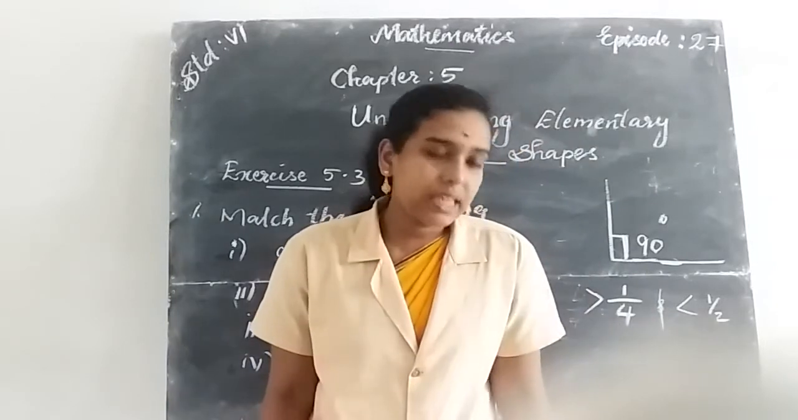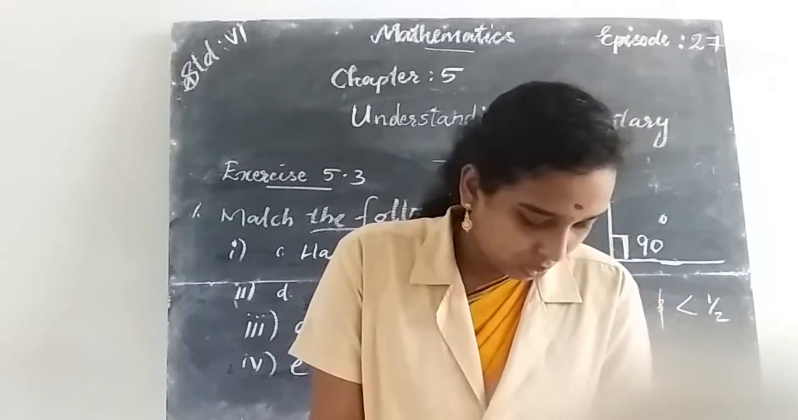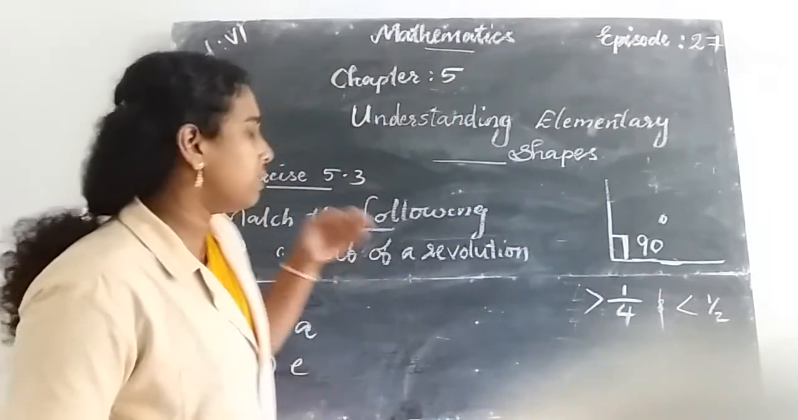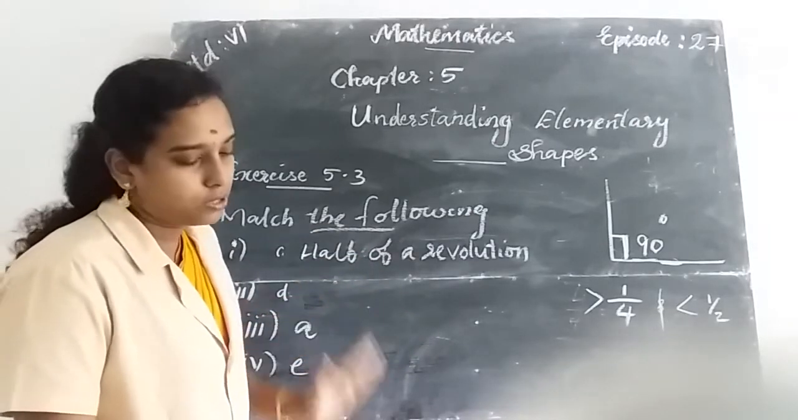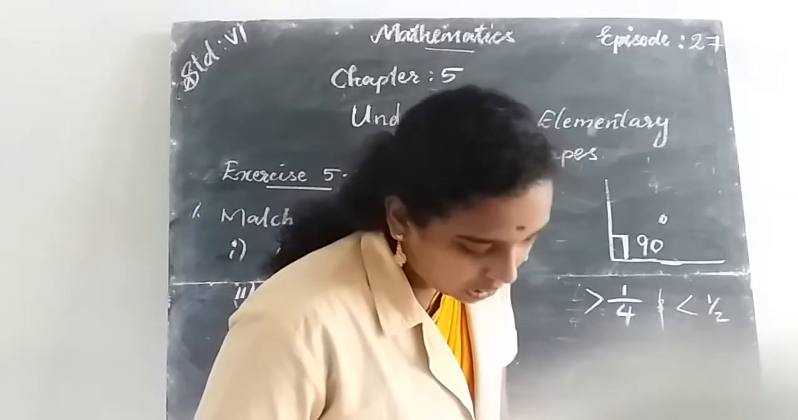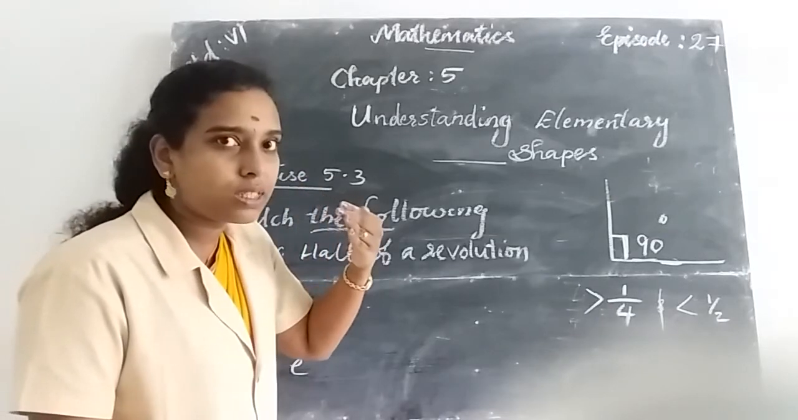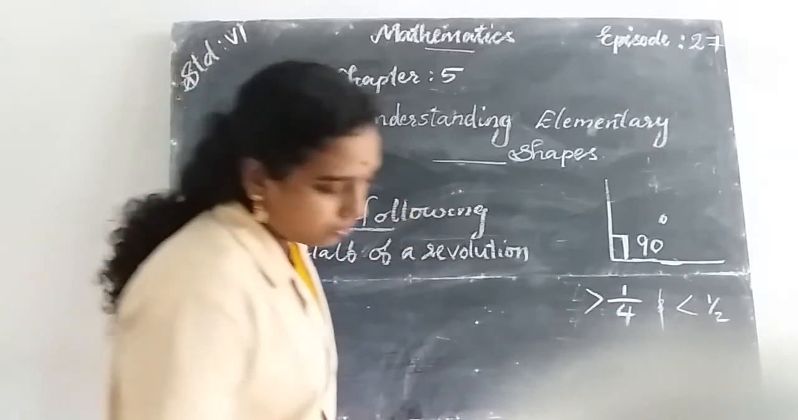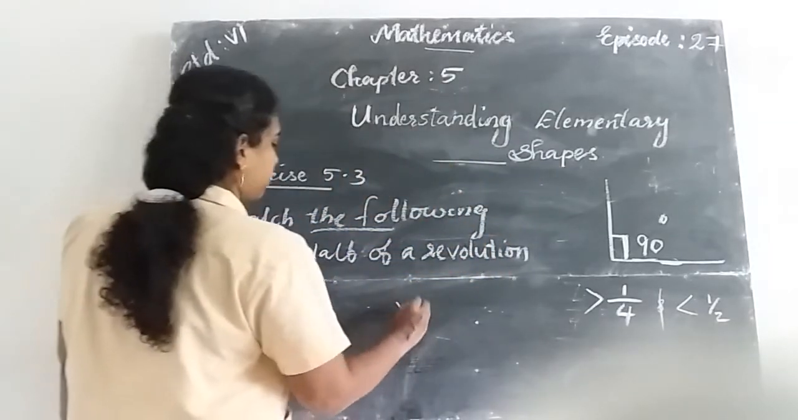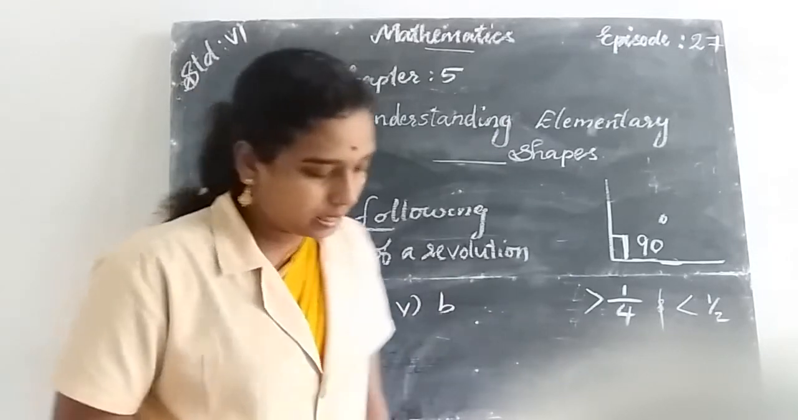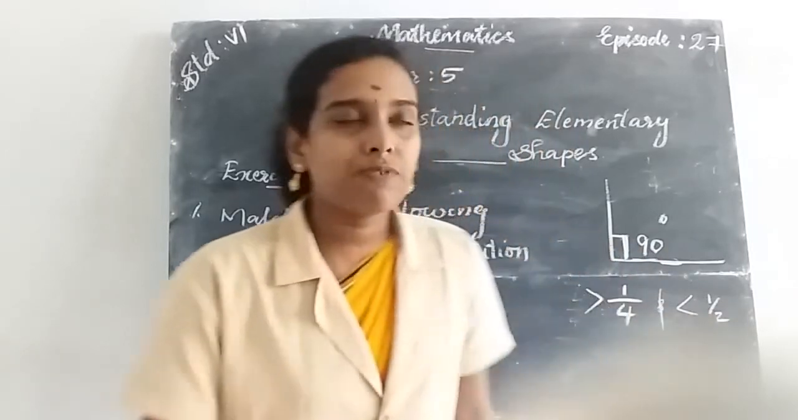Then fifth one, reflex angle. Reflex angle means more than 180 degrees, more than a straight angle. The matching option is B, more than half of a revolution, which means more than 180 degrees. So the fifth question, reflex angle, is matched with option B. These are the answers for the first question in exercise 5.3.